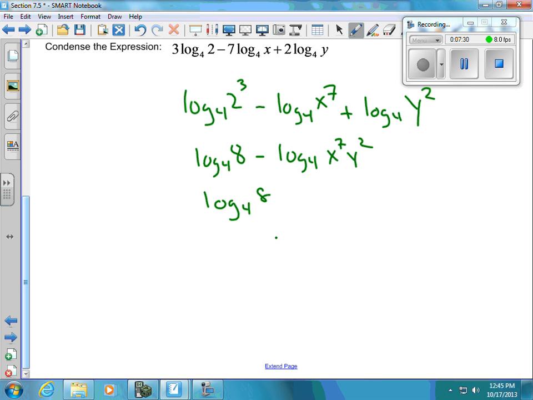Finally, we're going to use the quotient rule because these are being subtracted. Log base 4 of 8 divided by log base 4 of x to the 7th y squared. That's using all the properties in one problem.